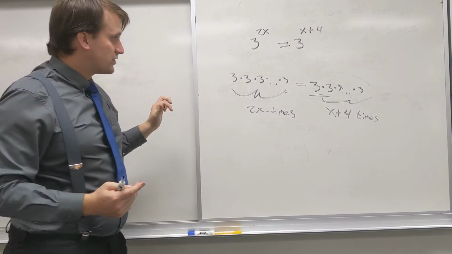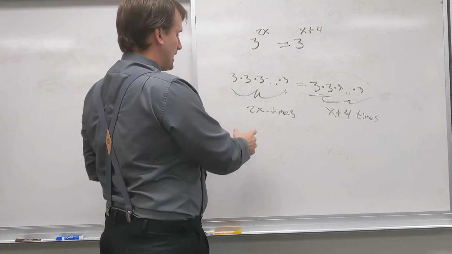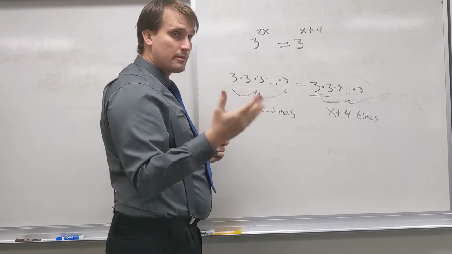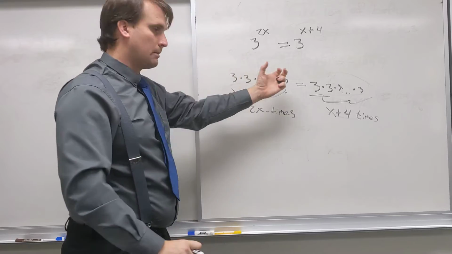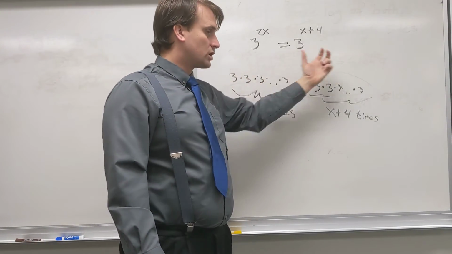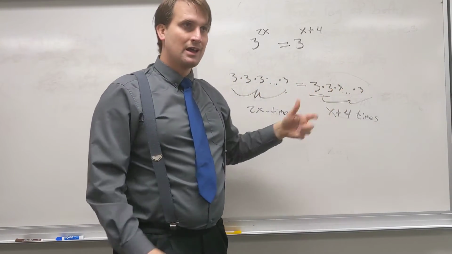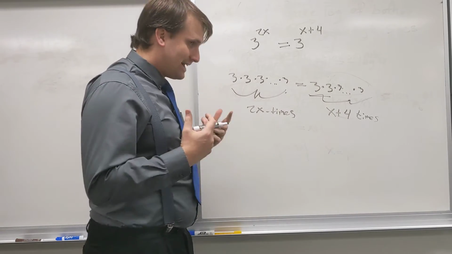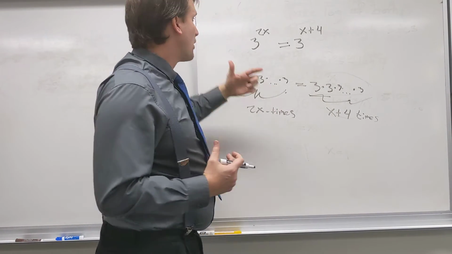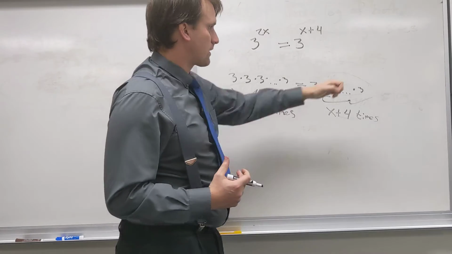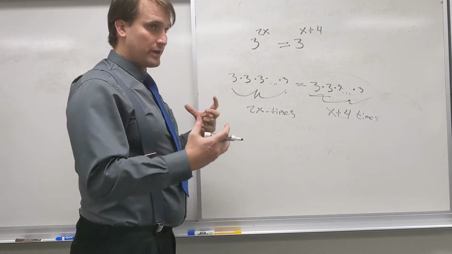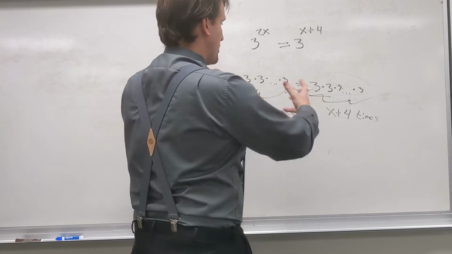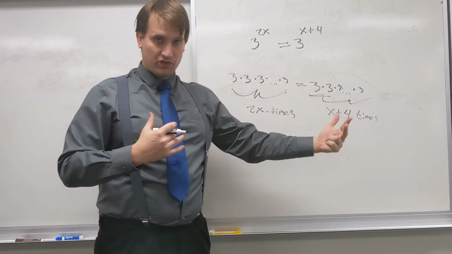And maybe it's not obvious to you. Sorry, I shouldn't use that word. But if you're seeing it now for the first time, and maybe it hasn't clicked in yet, think of this as a collection of things being multiplied together. If I've got two collections of things being multiplied together, the number of things has to be equal to each other. Right? I can't have 4 3's multiplied together over here and 5 3's multiplied together over here and have those two things be equal. So the only way that they're equal is if the number of things are the same on both sides.